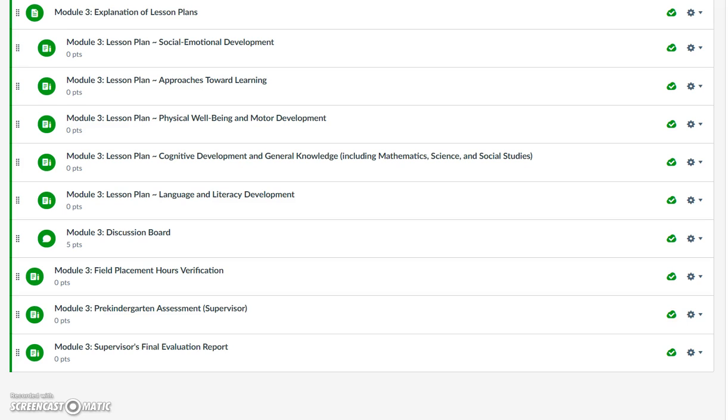So this is also where you're going to turn in your hours, the form that was in the beginning, module 0. So you're going to turn this in here, make sure you have signatures, make sure everything is completed thoroughly. This is what your supervisor, this pre-kindergarten assessment, this is what your supervisor will be completing on you during your student teaching. And then the final evaluation report that is also done by the supervisor. So I would strongly suggest you take a look at these throughout maybe module 2 and get a feel for what is being assessed and what your supervisor will be looking for when they're doing these.